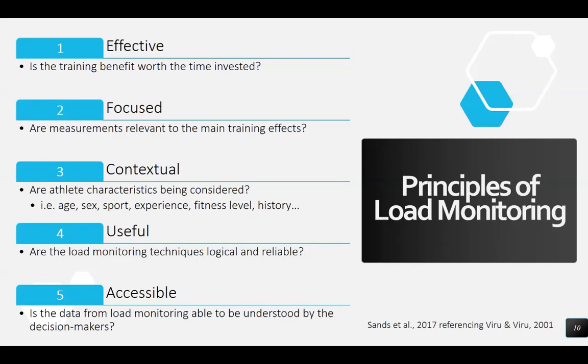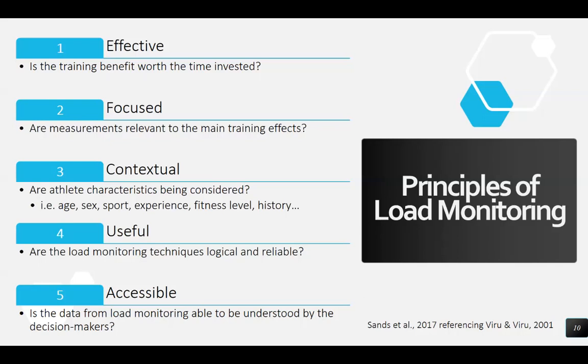Essentially, it's a cost-benefit ratio. As we take a look at, is the training benefit going to be worth the time that we invest in it? It's going to be something that we want to have those hard performance outcomes that we had talked about previously. The second thing is focus.